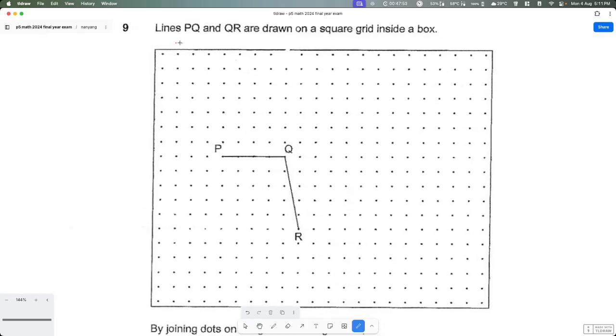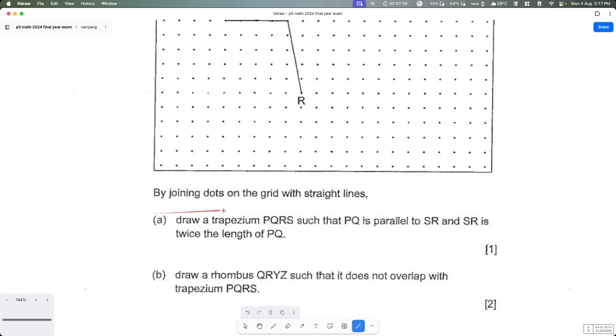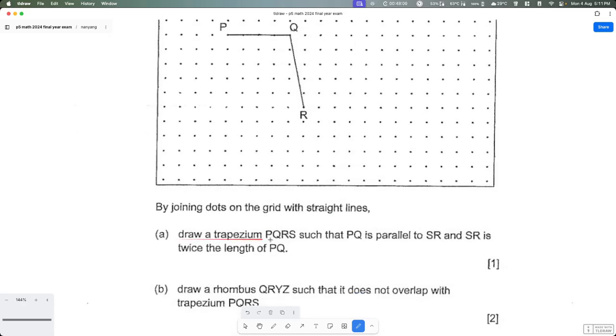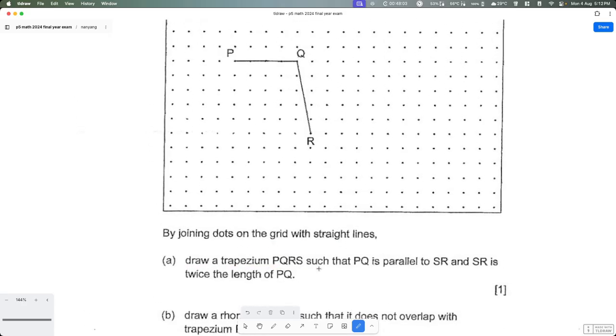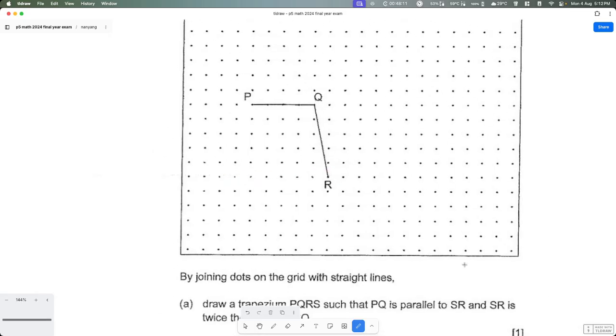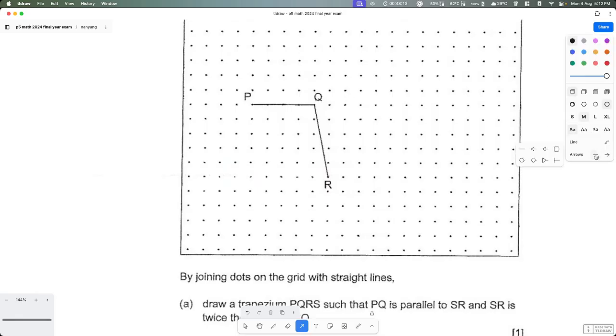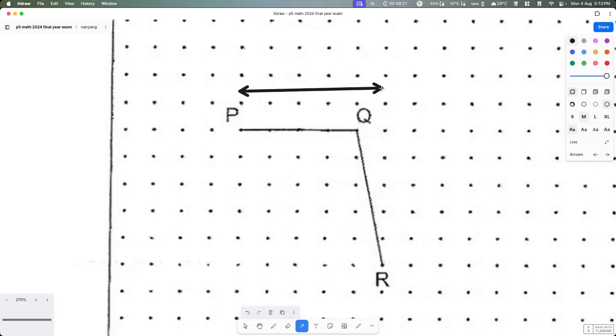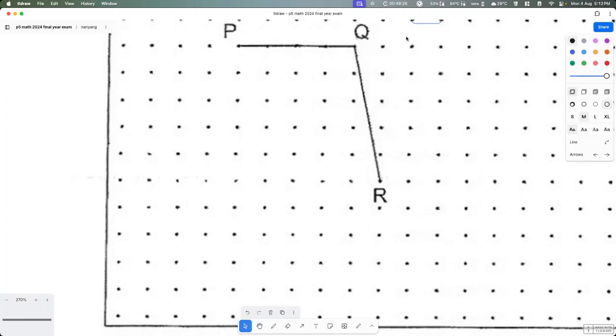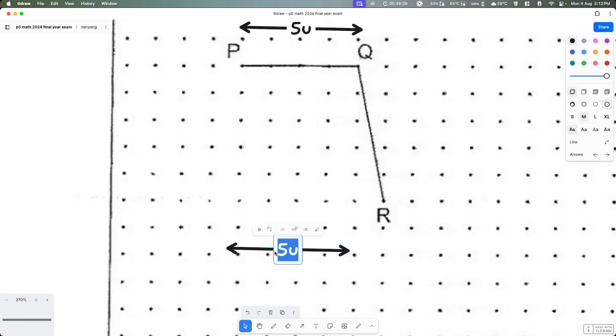Points P, Q, and R are drawn on a square grid inside a box. By joining the dots on the grid with straight lines, draw a trapezium PQRS such that PQ is parallel to SR, and SR is twice the length of PQ. So for this, I'm going to measure how many dots. 1, 2, 3, 4, 5. So over here we have 5 dots, so this is 5 units. That means the other side should be 10 units.